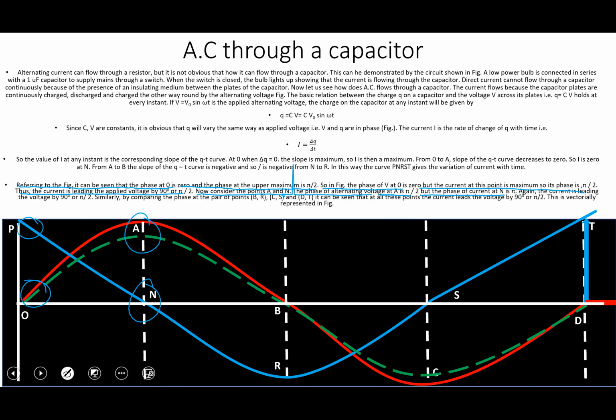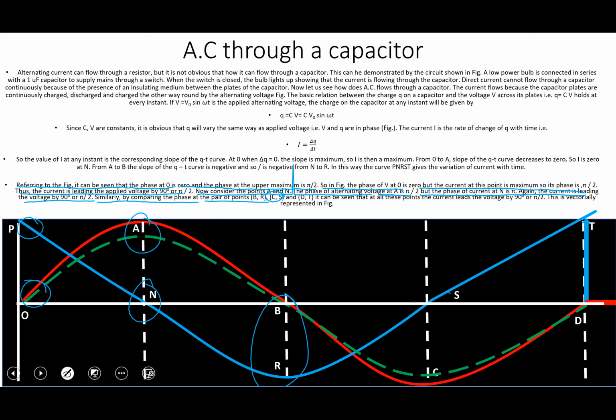But the phase of current N is pi. Again, the current is leading the voltage by 90 degrees. That means now again the current is leading at all points. We can see similarly by comparing the phase at points B and R. That means at this point the current is also leading by an angle of 90 degrees.